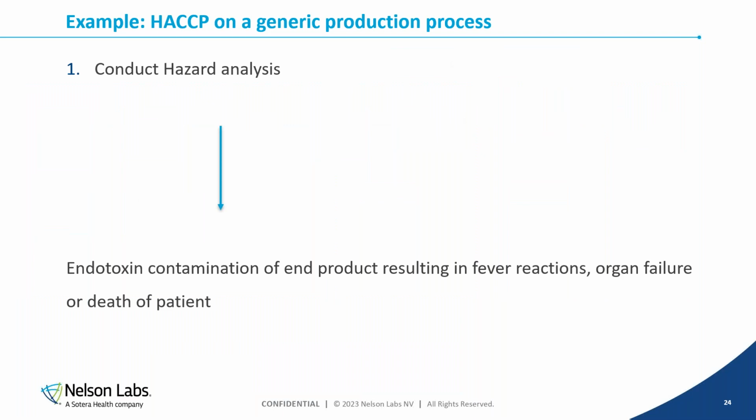So the first step in an HACCP analysis is to conduct a hazard analysis. And the hazard today is endotoxin contamination. And of course, if you have endotoxin contamination in your product and you administer this to your patient, they can have fever reactions, organ failure, or even death. And important to understand with the explanation today is that we are studying endotoxin contamination. We are not studying the possibility of having a non-sterile sample.